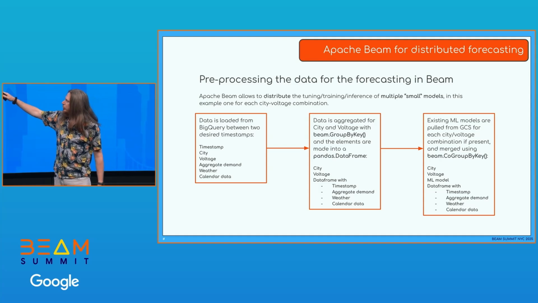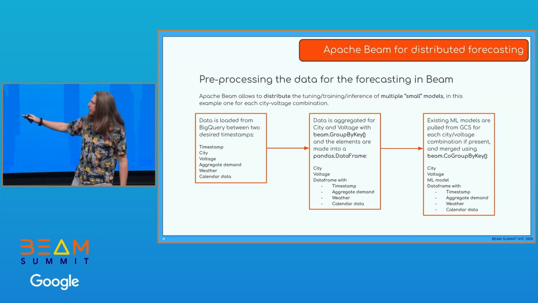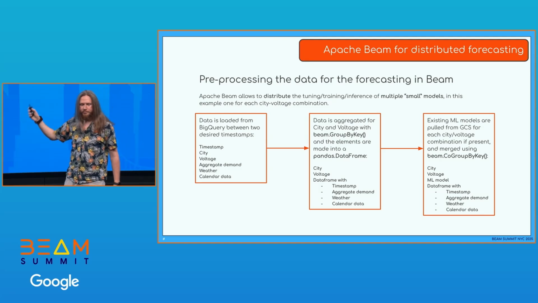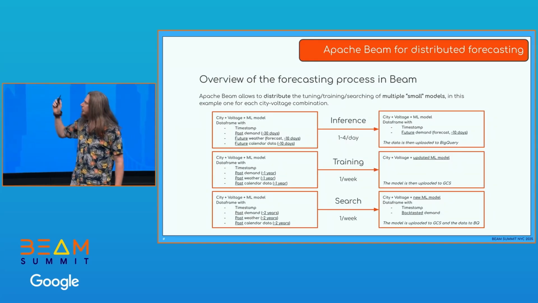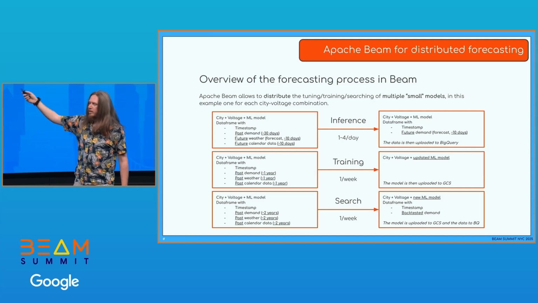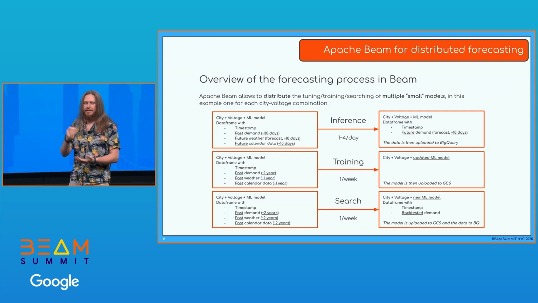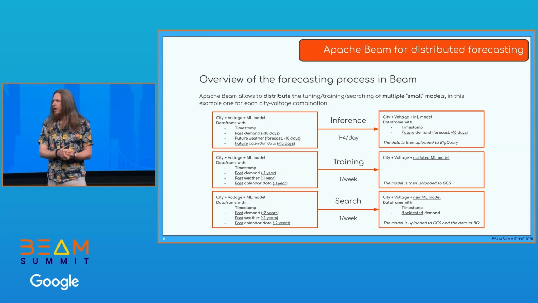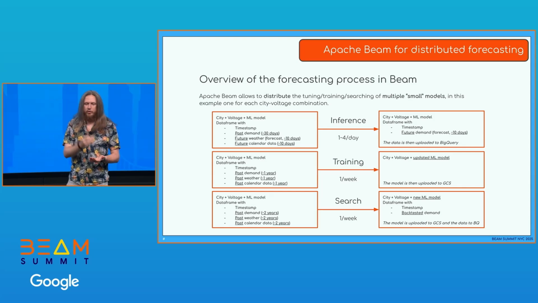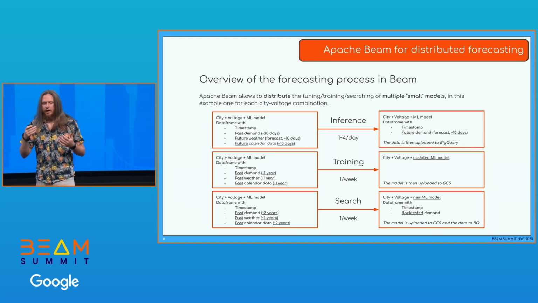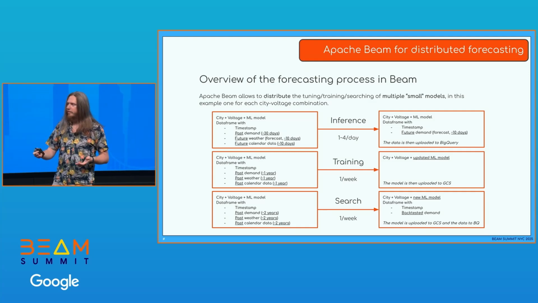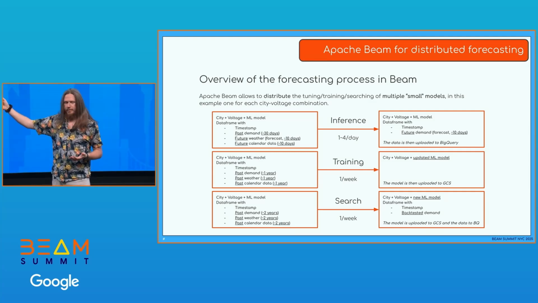We co-group it with the existing machine learning models that are tagged with city and voltage, and start doing different operations. One can be inference. Basically, we take past demand, forecasted future weather, and obviously future calendar data, and one to four times a day, through an inference process, distributed inference, we obtain future demand.